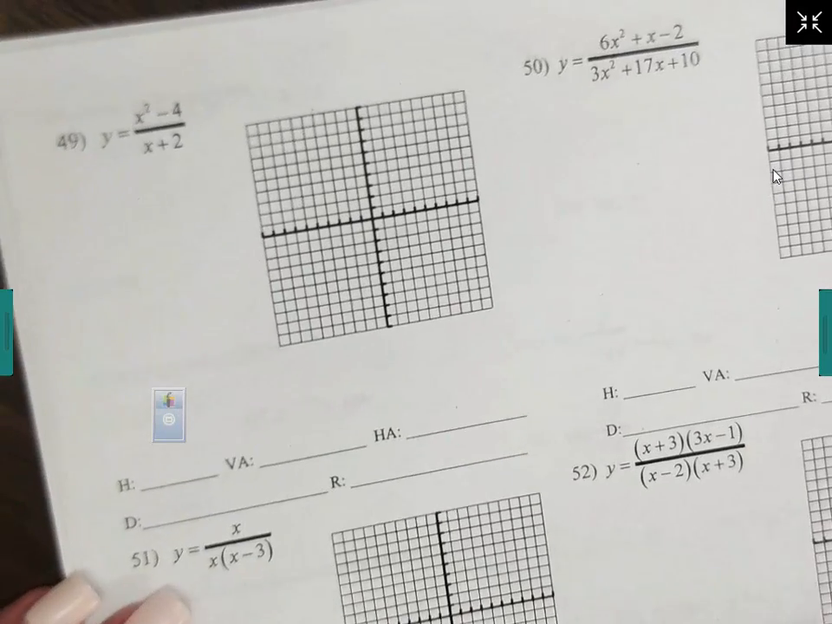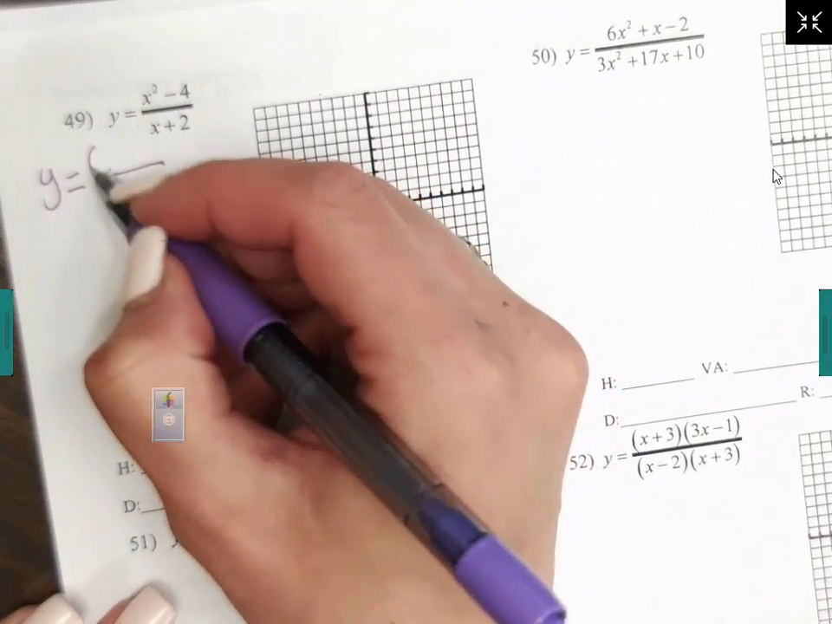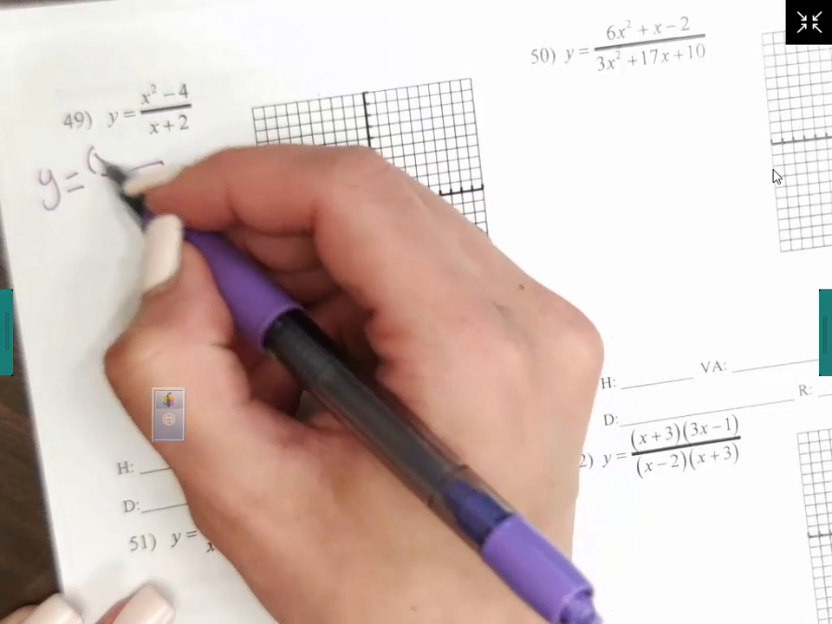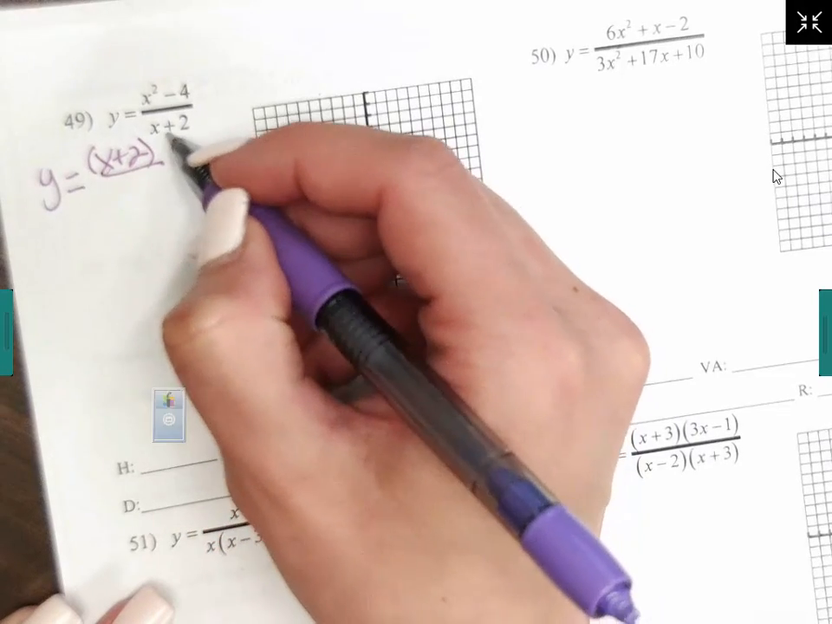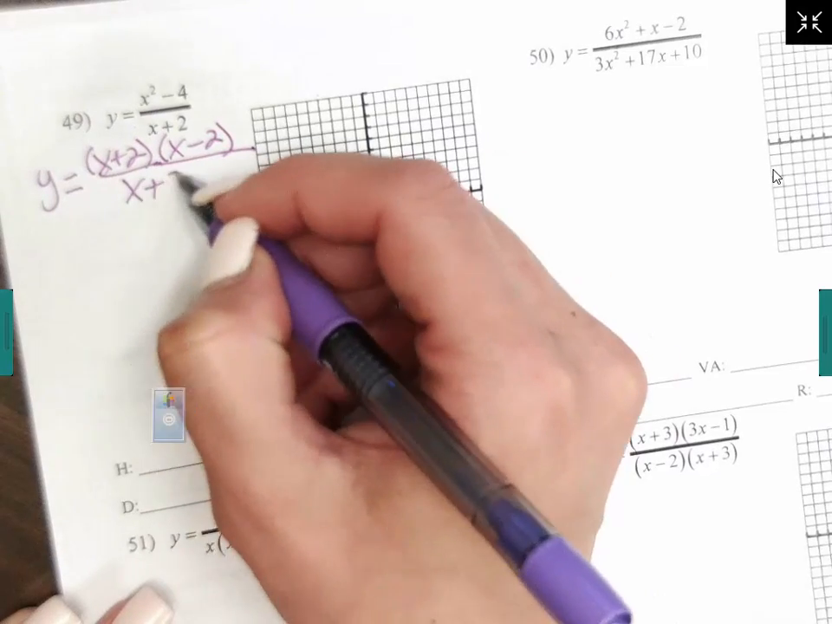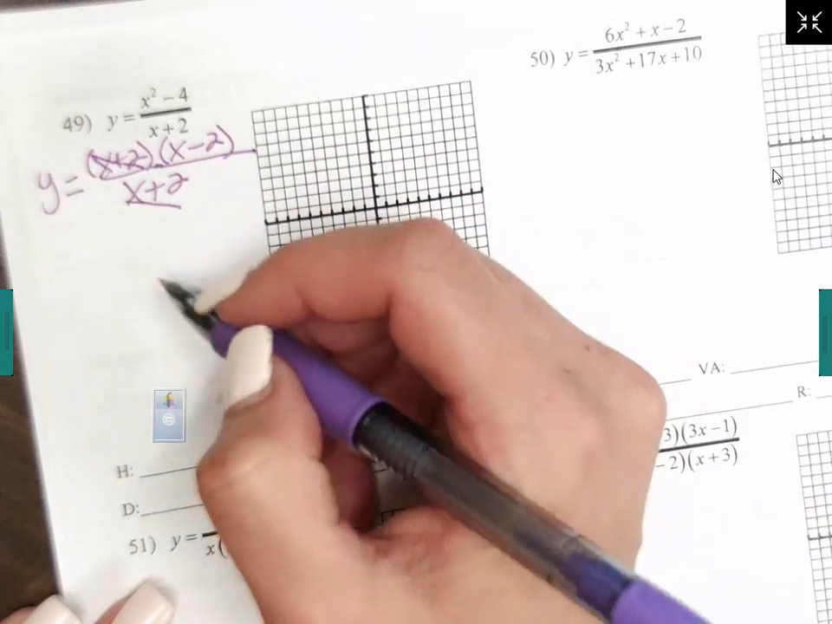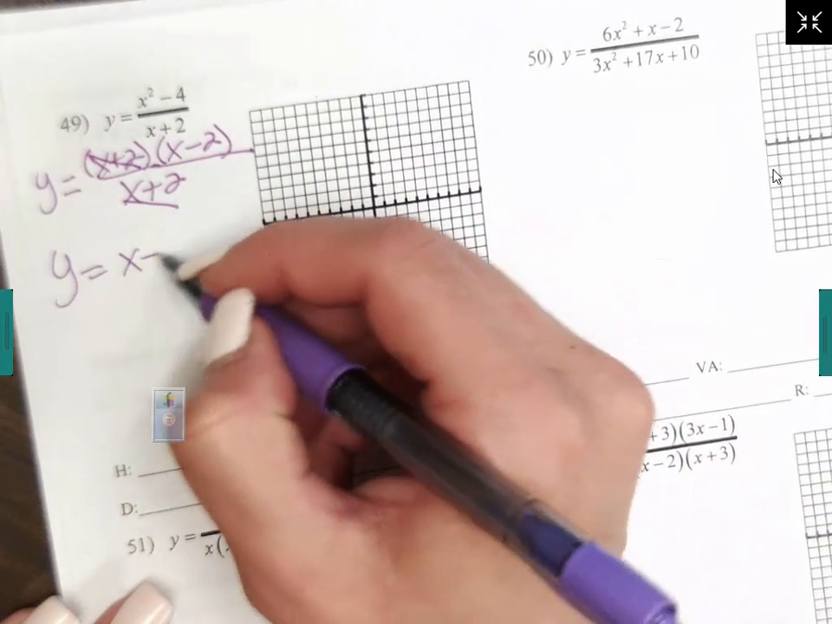Okay, let's go back to 49 because we're going to have to know that to do number 49. First thing I'm going to do is factor that. How do we factor the numerator? Difference of squares. Good. X plus 2 and x minus 2. And then in the denominator we have x plus 2. Do these two cancel out? And we're just left with y is equal to x minus 2.